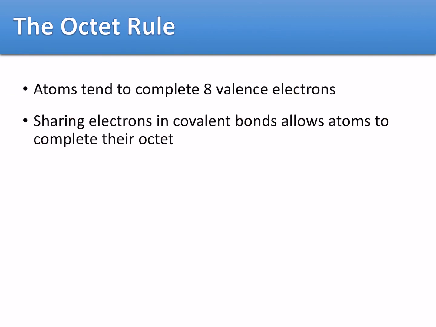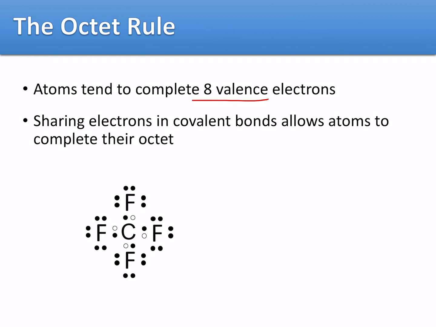So the octet rule that we've been mentioning: everyone wants to be like a noble gas, so that's why we refer to this as the octet rule. Because everyone wants to complete 8 valence electrons, and remember, valence electrons are electrons in the last shell. So for atoms sharing electrons, and that goes mostly for the nonmetals, the covalent bond is what allows them to complete those electrons.